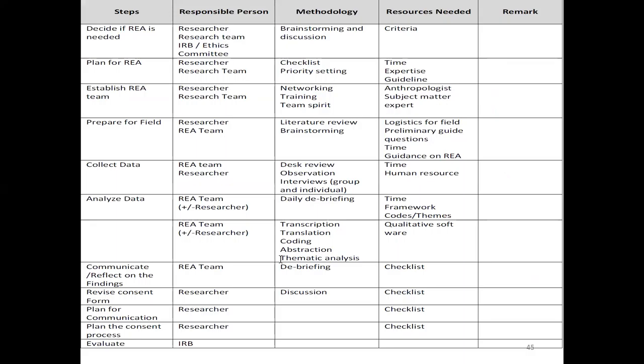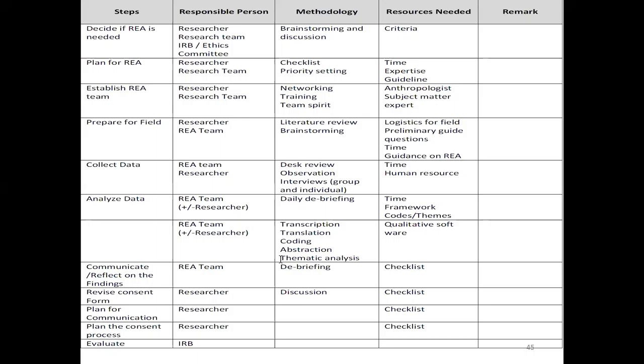Maybe this is important. The steps we followed started from the very decision of whether we need a rapid ethical assessment in the particular study. We approached principal investigators of other studies and discussed what ethical issues might emerge, so we came to a joint decision on whether we needed it or not. This was later incorporated into the guideline, what issues to take into consideration when you make this decision. The next step is the planning of the rapid ethical assessment. That's very vital, very important.